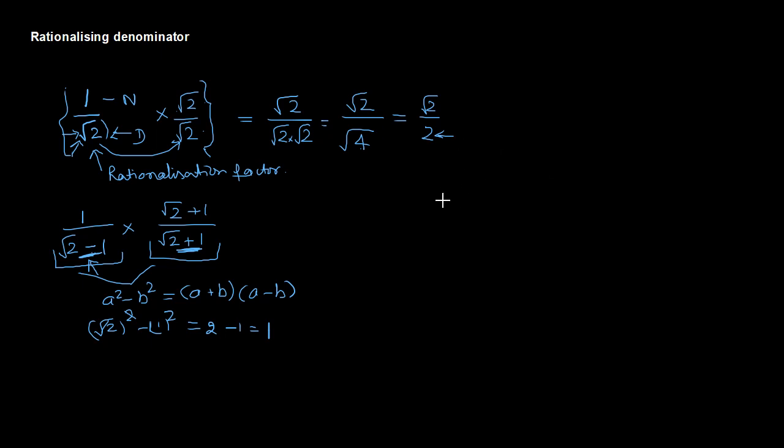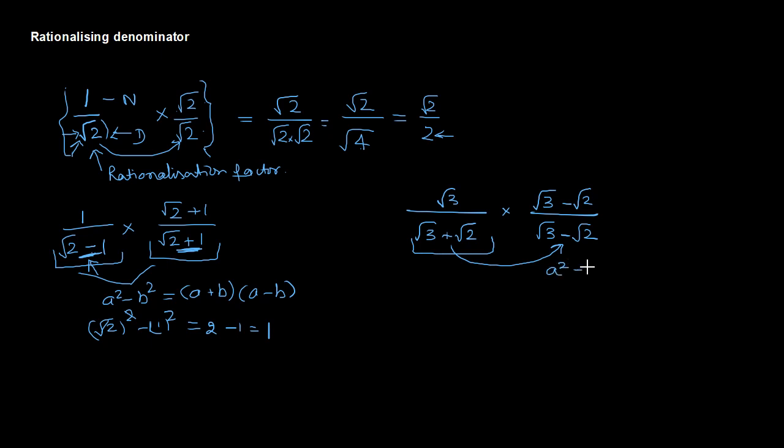Now let's continue with another example: root 3 divided by root 3 plus root 2. So rationalize the denominator. First, finding the rationalization factor for the denominator, it's going to be root 3 minus root 2 divided by root 3 minus root 2. The reason I did this is that this has a plus sign, so I'm going to change it to a minus sign. This is going to make me use the a square minus b square identity.